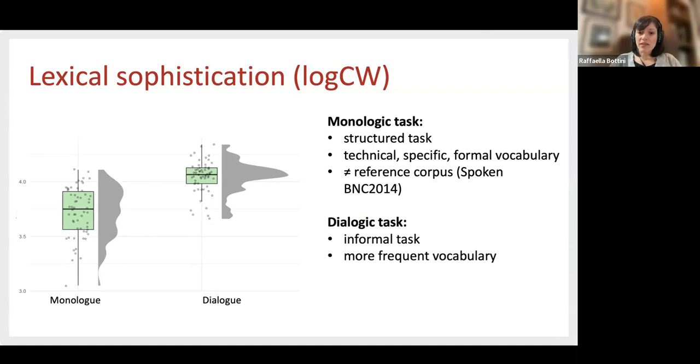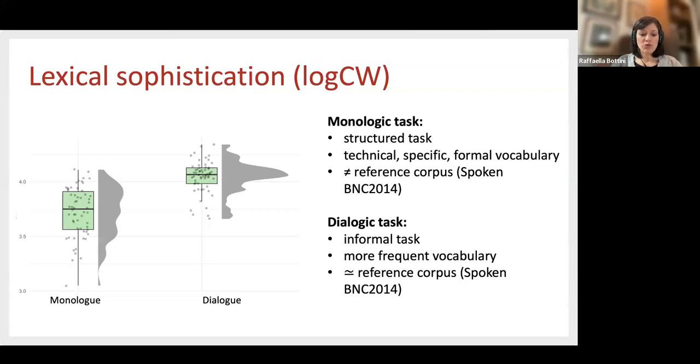The dialogic task, on the other hand, is an informal task. So learners might produce more frequent vocabulary and vocabulary that is more similar to the reference corpus. And here you can see the role that the choice of the reference corpus plays when we measure lexical sophistication. And if you're curious about this, I'll point out a reference to a study that I've recently submitted, conducted with a colleague, on the curious effect of the reference corpus. That was the title.